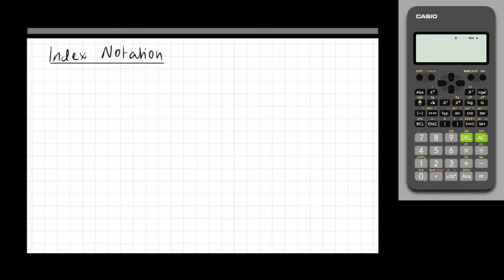Okay, hello all. Welcome to the online learning, and we're going to start a new topic, which is index notation. Index notation is a way that we can represent numbers, and so what I want you guys to think about is this.